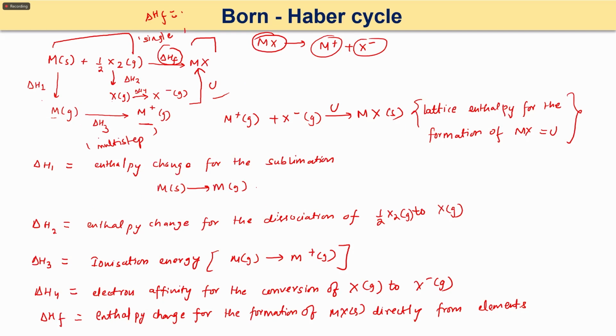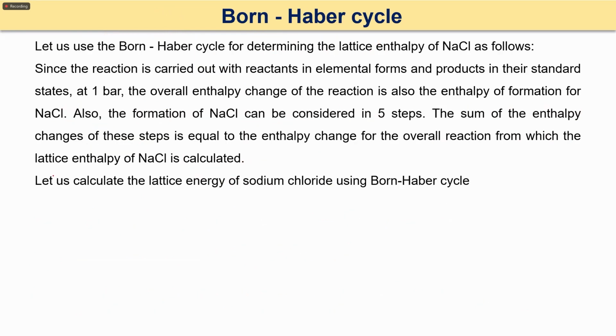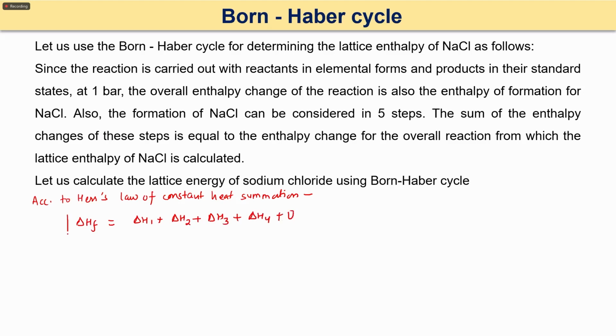Okay, so according to the Hess law, so I will write it over here that according to the Hess law of constant heat summation, what will happen? Your delta HF will be equal to delta H1 plus delta H2 plus delta H3 plus delta H4 and plus U.